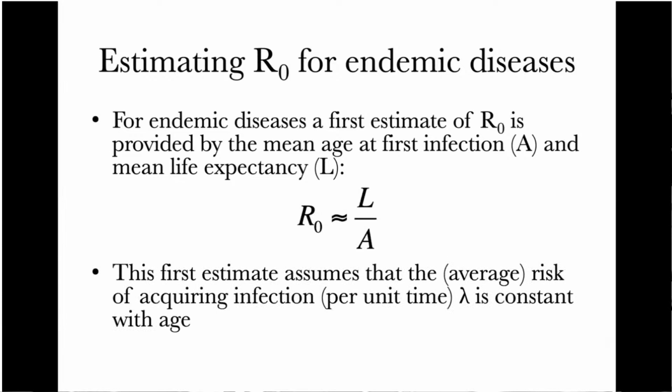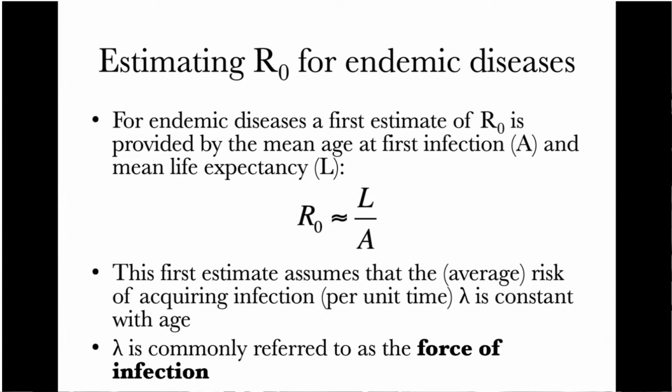So one of the quick and dirty ways, if a disease is already endemic, of estimating R naught is to use the age at first infection and the mean life expectancy in that population. And this is roughly intuitive.